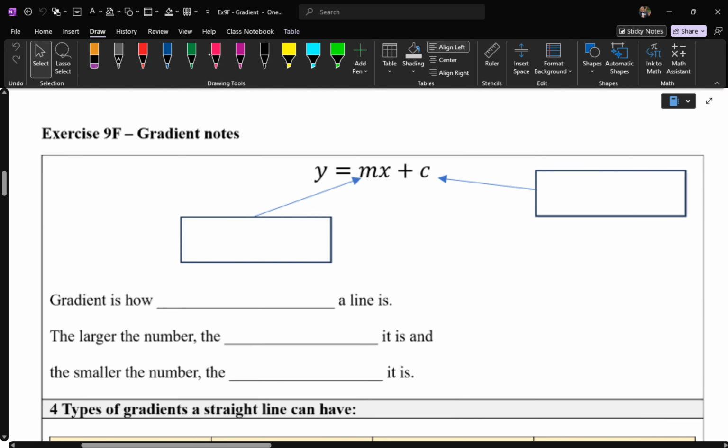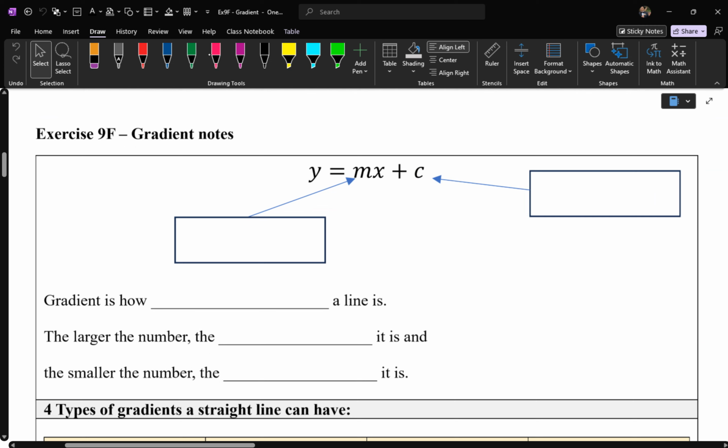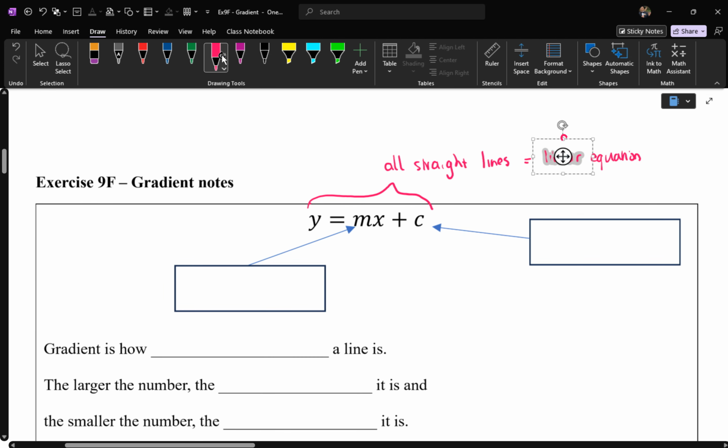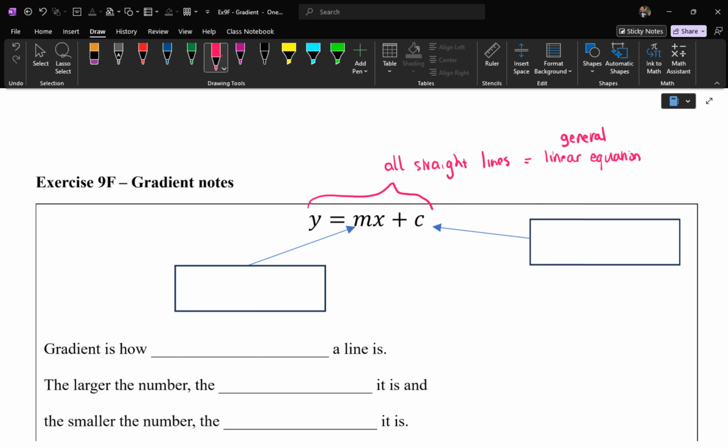So in your notes, I've got this equation, y equals mx plus c. I want you to write here that this is the equation for all straight lines. We call that a linear equation. Specifically, it's a general linear equation. So if anyone ever asks you later on, what is the general linear equation? It is y equals mx plus c.